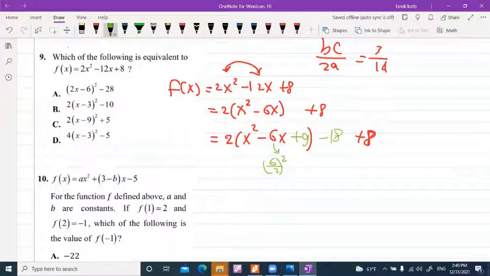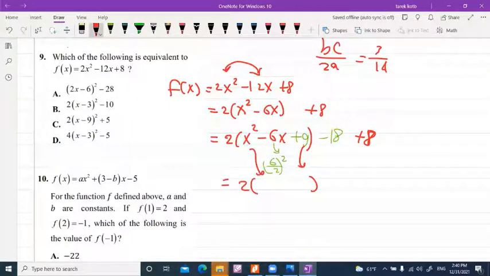Now this expression can be simplified by getting the square root of this. The square root of this will be x minus... this is a perfect square trinomial, so you can factorize it this way. To get the square root, take the square root of this, only that, and put the square. And the negative 18 and positive 8 equals negative 10. I think this is the vertex form of this equation, which is number B. Number 10.